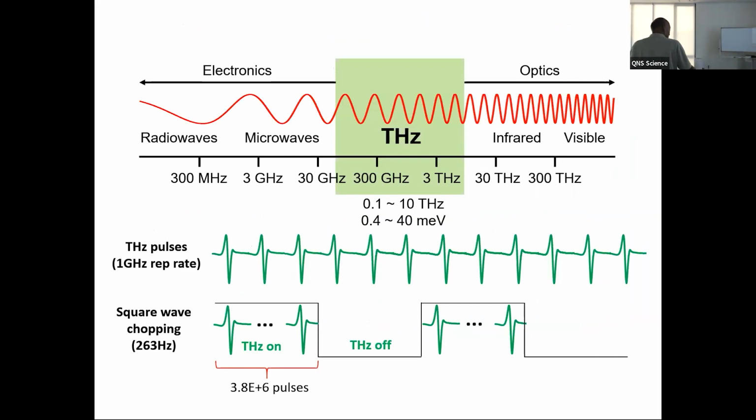In the experiment, we only measure the terahertz and use DC current, because we are subtracting the current without the photon from the current measured with the photon. So that's the calculation of the energy.